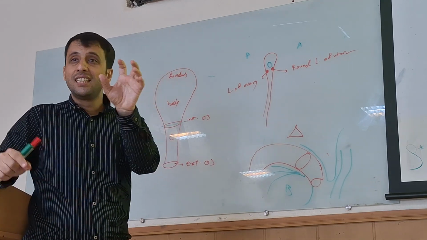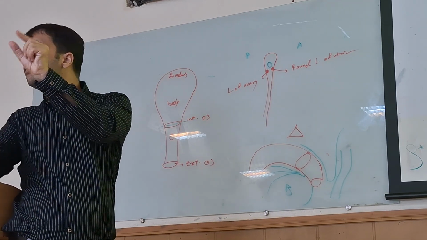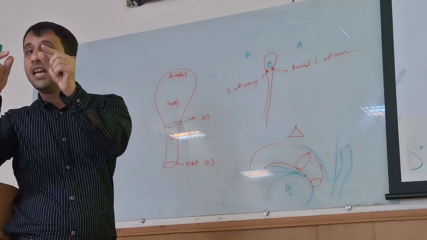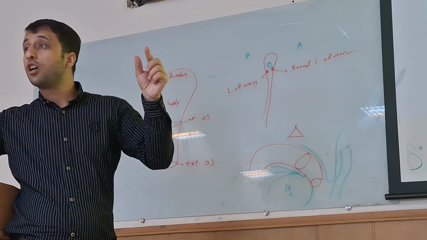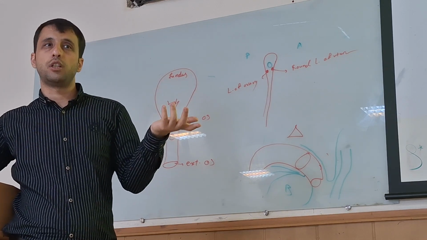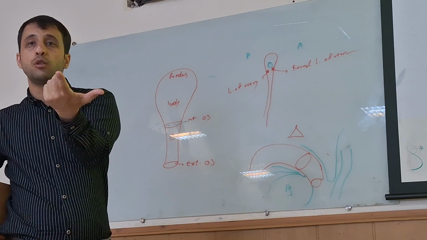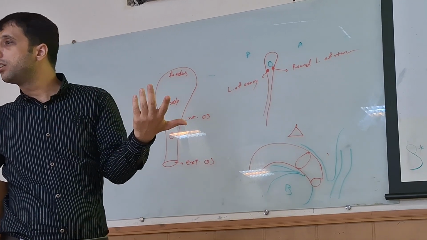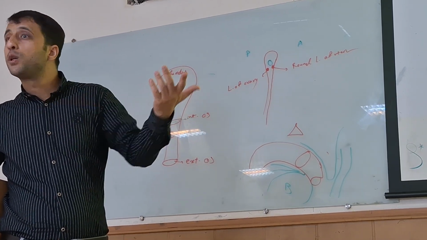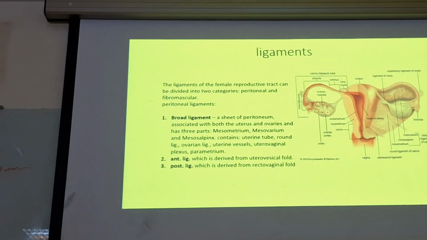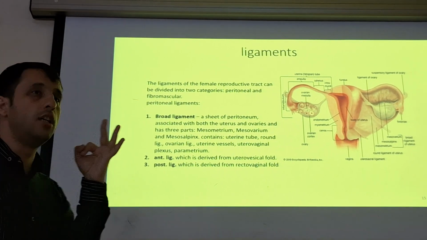So, the thickening of the fascia in some areas makes some ligaments. They are strong ligaments for the uterus. But also, some of the ligaments of uterus are peritoneal, like broad ligament. Broad ligament is two layers of peritoneum. It is a peritoneal ligament. I have three peritoneal ligaments.